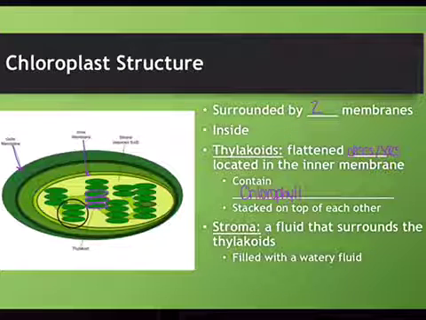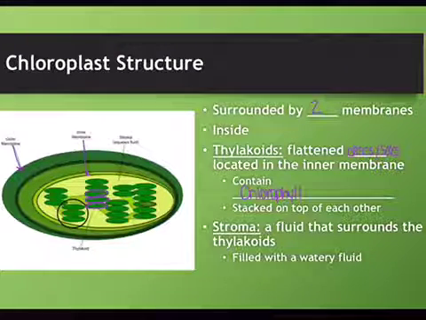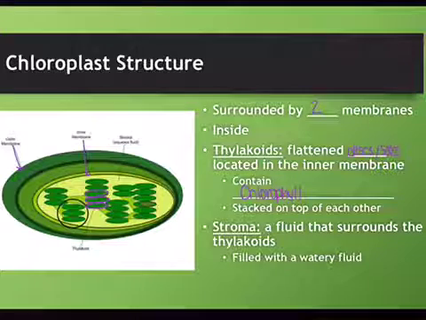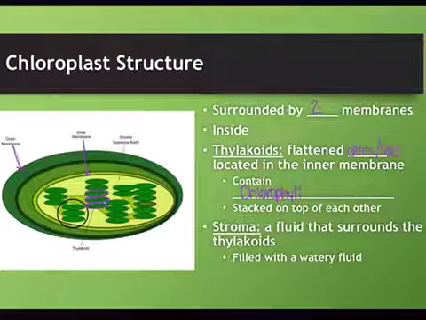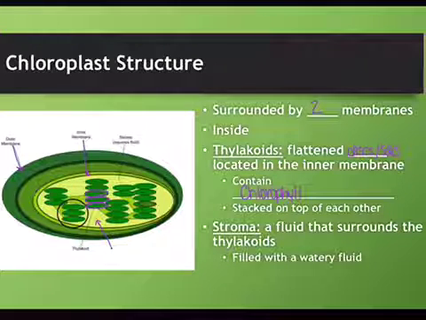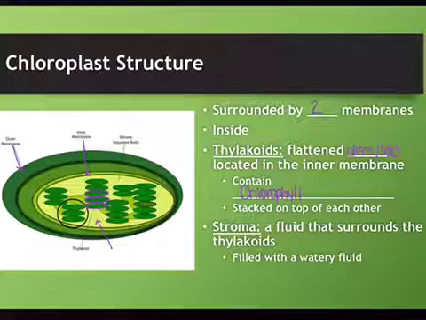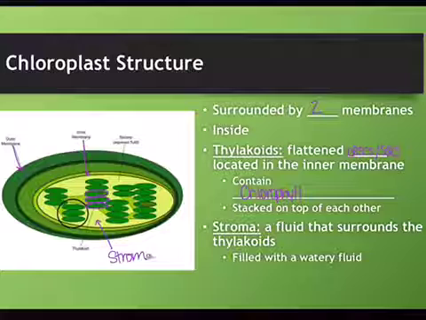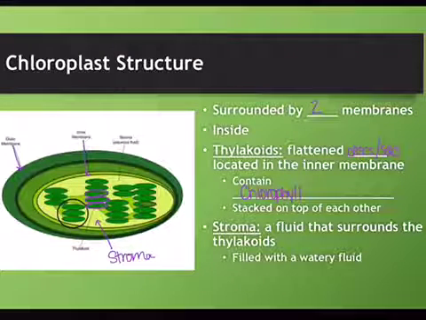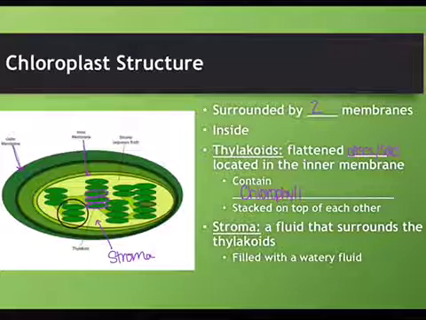And the thylakoids get stacked up on one another. Then we have the stroma. The stroma is the fluid that surrounds the thylakoids. That would be this light greenish yellow color, stroma. And this is a very watery fluid.